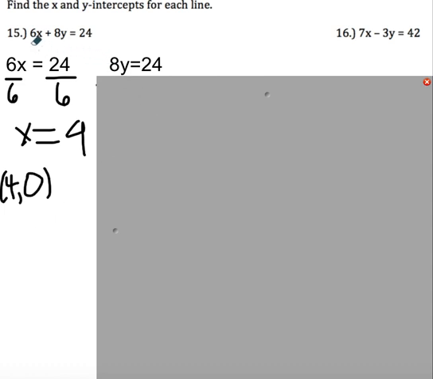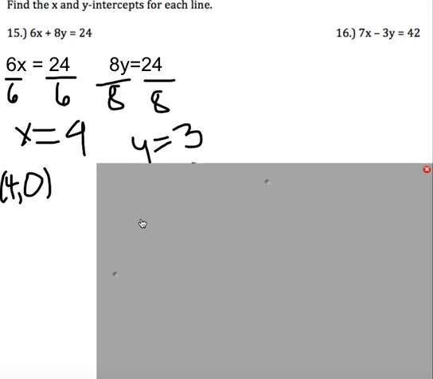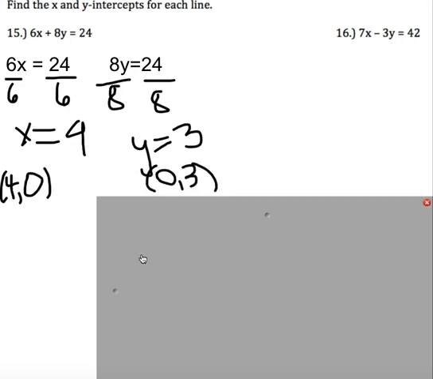Similarly, we could plug in 0 for x, and then 6 times 0 is 0, so you would be left with 8y equals 24. We could divide both sides by 8, and we would be left with y equals 3. We would want to write that as an ordered pair, and it would be (0, 3).